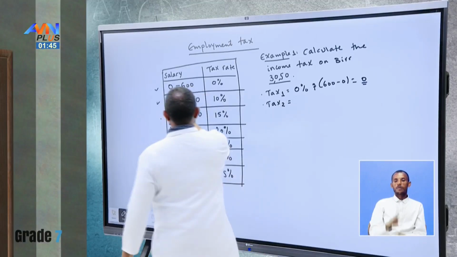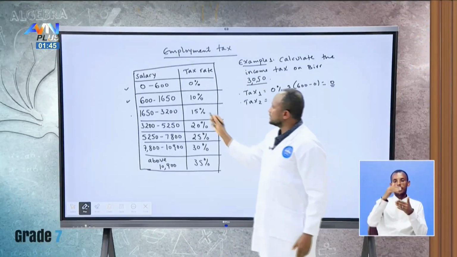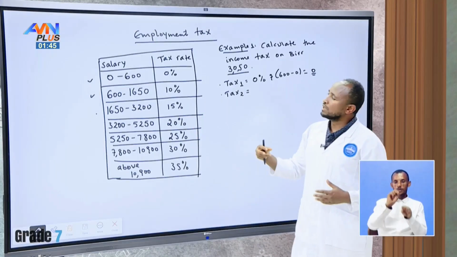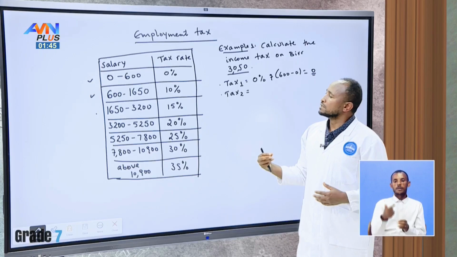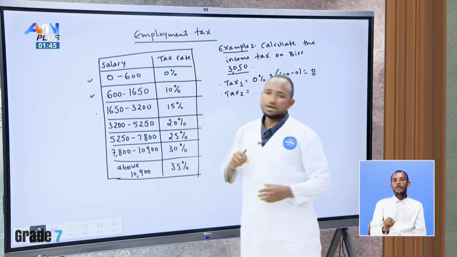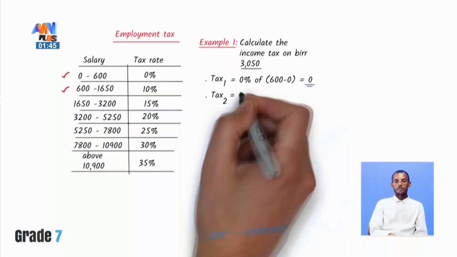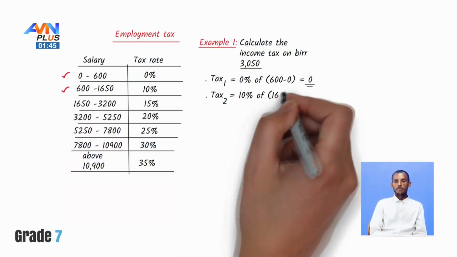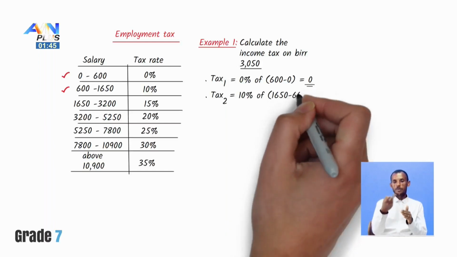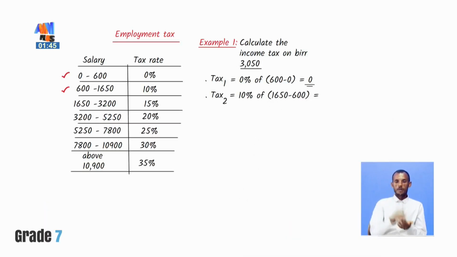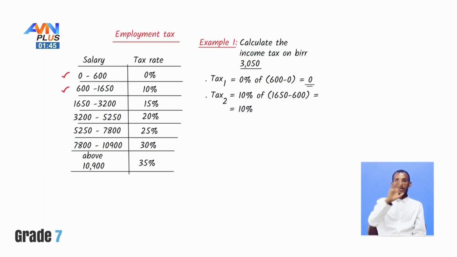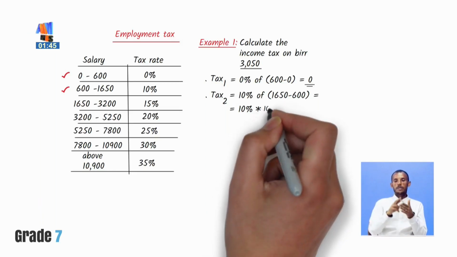For this interval, the tax paid will be 10% of the difference, okay? On this interval, you have to calculate the tax, 10% of the income in this interval. Therefore, tax 2 will be 10% of the difference of the two. Thus it is 1,650 minus 600. So on this range, the income tax paid will be this amount.